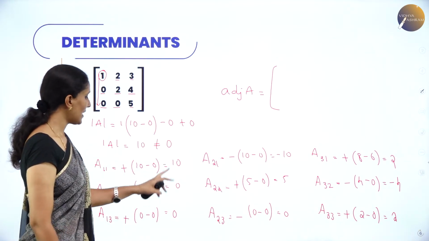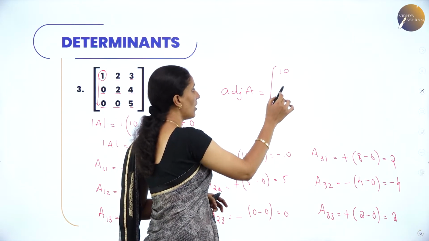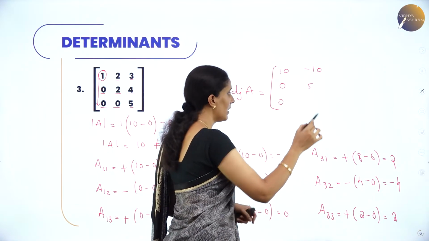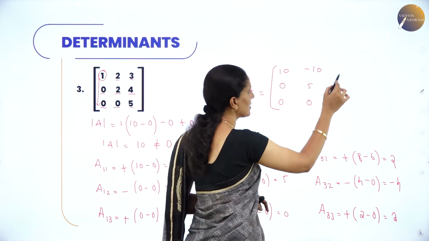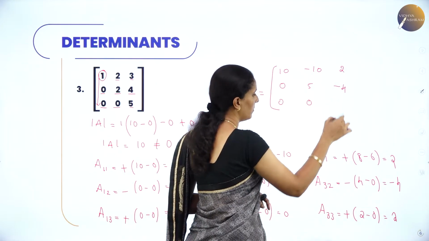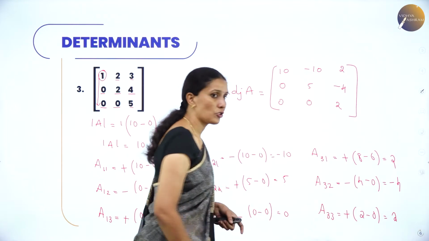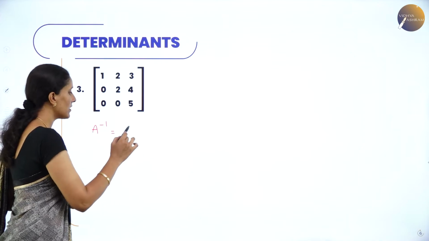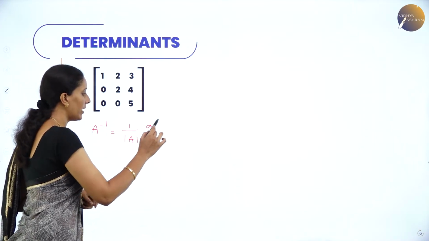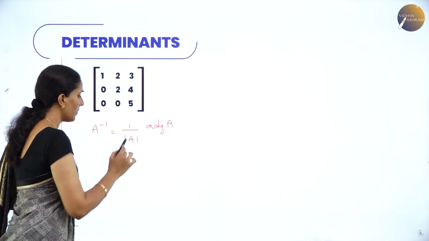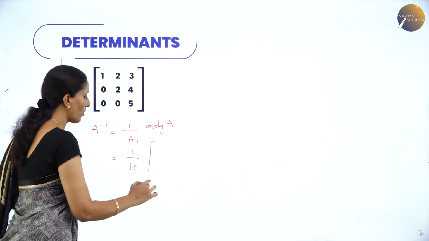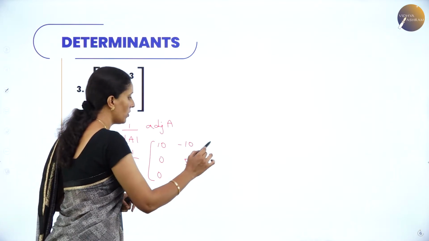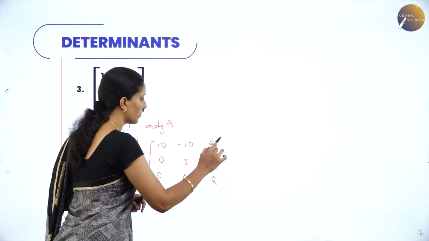So now adjoint A is 10, 0, 0. So the first column is 10, 0, 0. The second column is minus 10, 5 and 0. And the third column is 2, minus 4 and 2. So this is adjoint A. Now for this, let us write A inverse. A inverse is equal to 1 divided by determinant A into adjoint A. So determinant A, we got the value as 10, and adjoint A is 10, 0, 0, minus 10, 5, 0, 2, minus 4, 2.